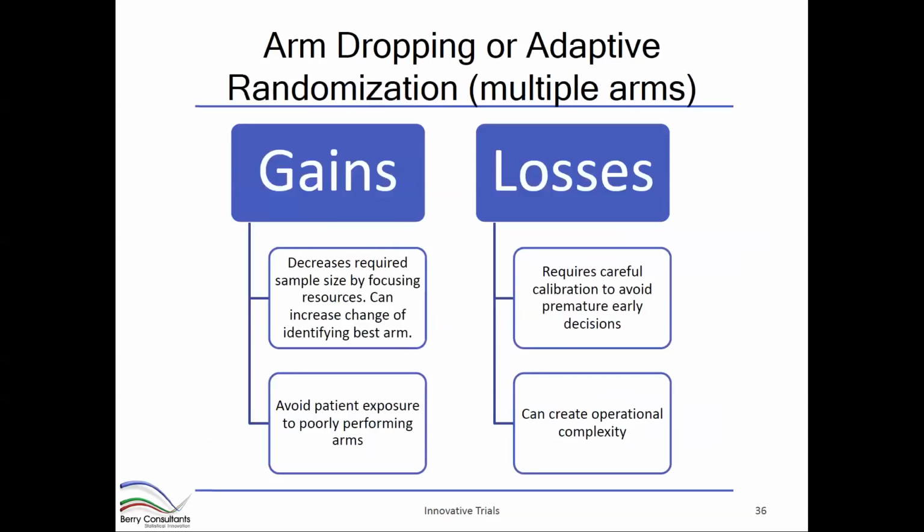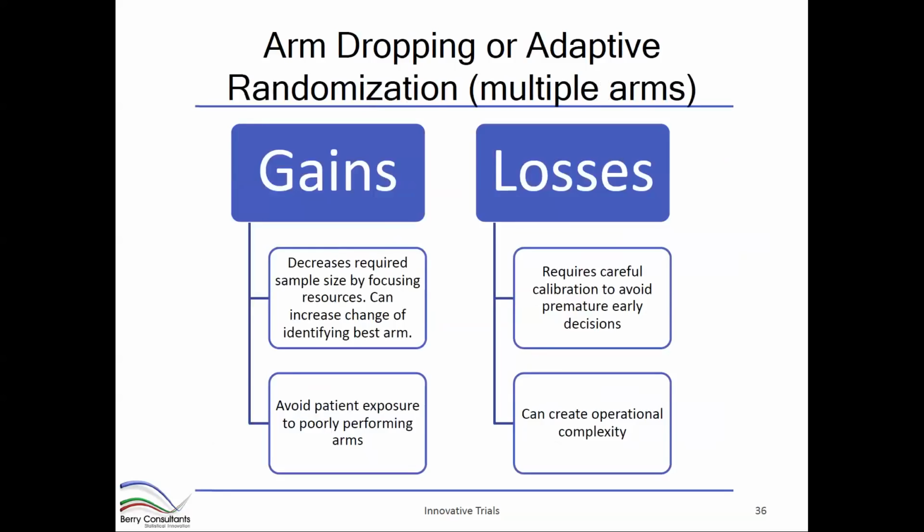The advantage of this is it decreases the sample size. You're eliminating arms, directly saving there. The focus itself also increases your chance of identifying the best arm. If arms 3 and 4 look to be the best, focusing on arms 3 or 4 gives us a better chance of identifying which one is actually the best. You can also avoid patient exposure to poorly performing arms. That's usually a benefit. We often refer to the top box here as benefits to the external patient population, and the bottom to the internal patient population.